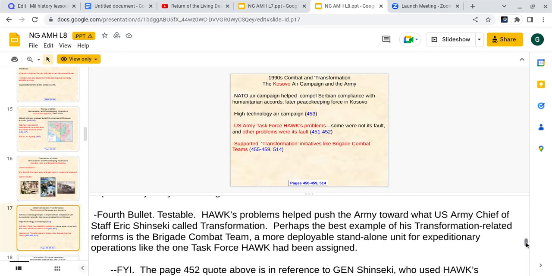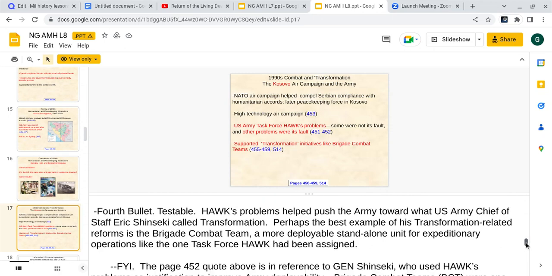So, in summation, they did something called the Transformation Initiative, which led them to the Brigade Combat Teams, which is a more deployable standalone unit used for quick operations like the one that Task Force Hawk was supposed to deal with. So the Brigade Combat Team essentially is used for quick, expedient operations, and it can be deployed very quickly. That's the Brigade Combat Team, which we learned thanks to the failure of the U.S. Army Task Force Hawk's problems.